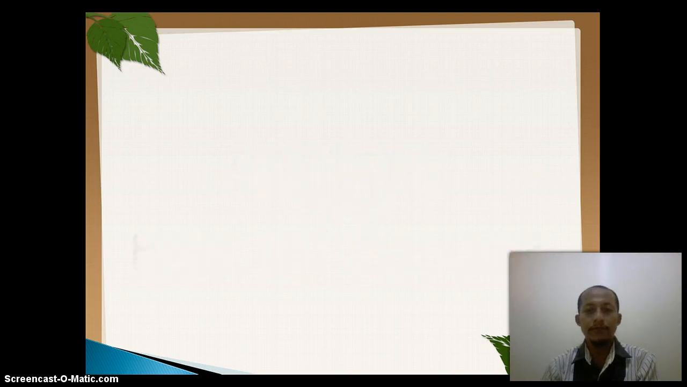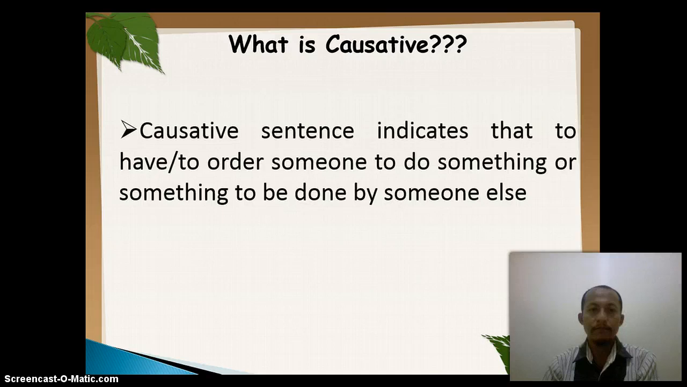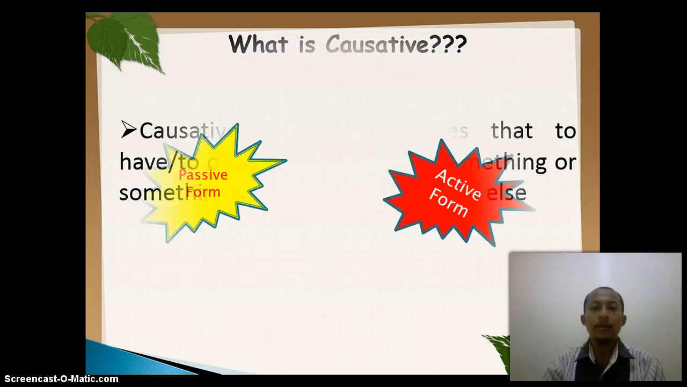What is causative? A causative sentence indicates that you have or order someone to do something, or something to be done by someone. So if we want to order someone to do something, jika kita ingin menyuruh seseorang untuk melakukan sesuatu hal, we can use causative have, get, or make. Look at the example.